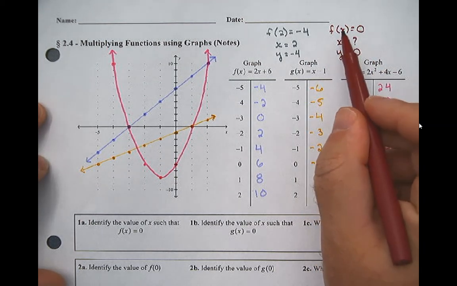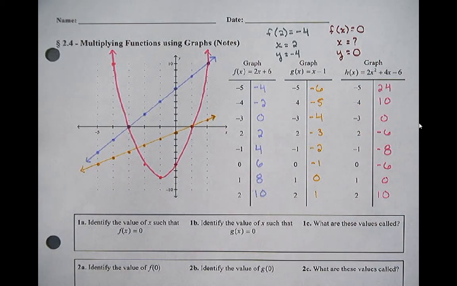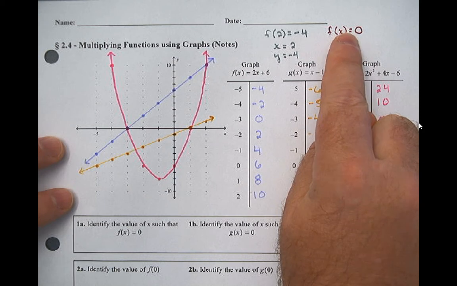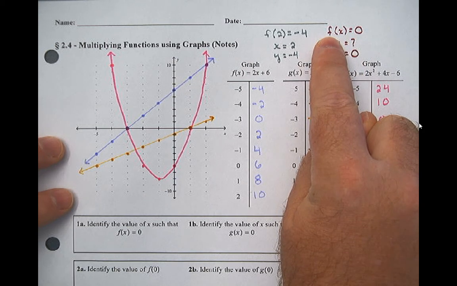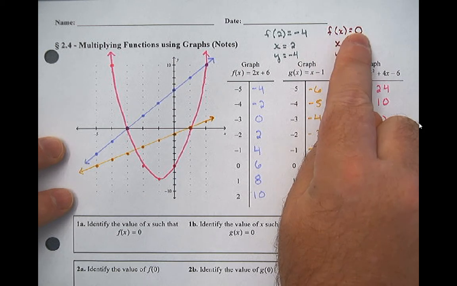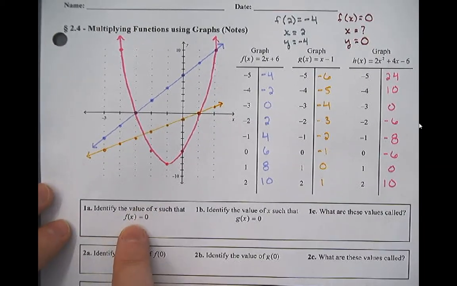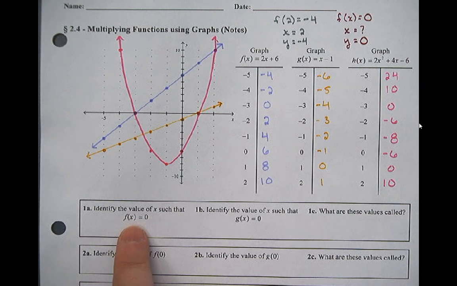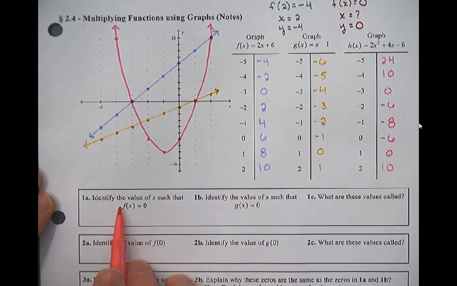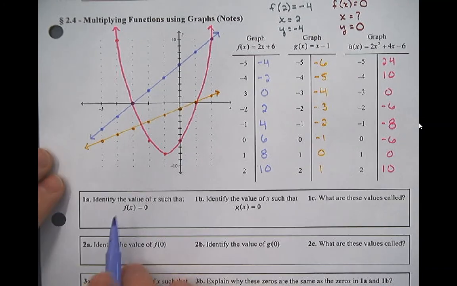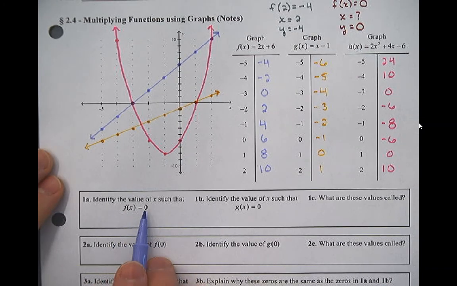So when I say f of x equals 0, that's essentially a question. It doesn't look like a question, but it is. This is saying for the f function, what is my x value when my y value is 0? So we can now actually start to answer this. As I look at my picture, this is saying for the f function, what is my x value when y is 0?